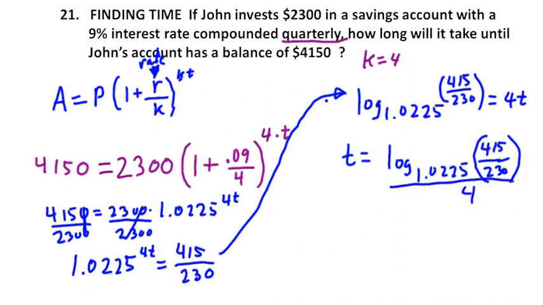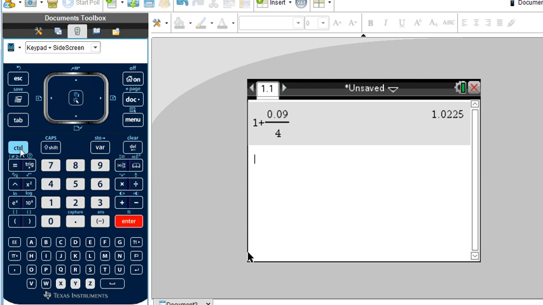And so we go to our calculator. Okay, we go here. Log base 1.0225 of 415 over 230. And we're dividing this by 4. So we get 6.63. So 6.631 years.